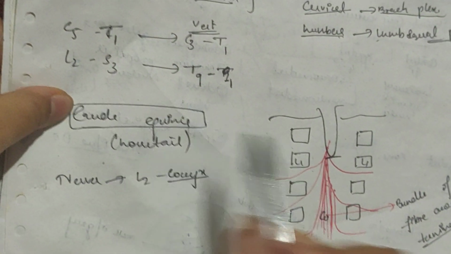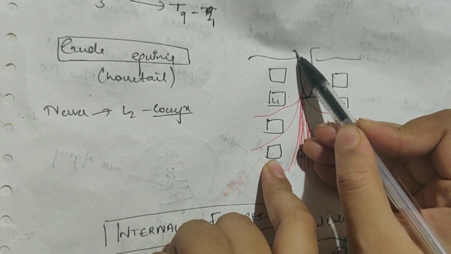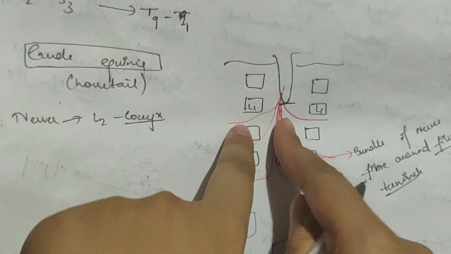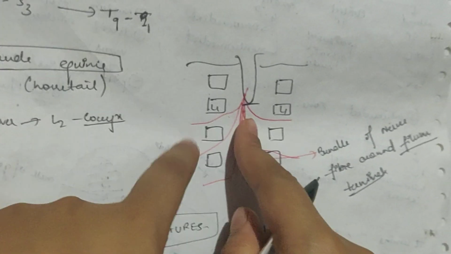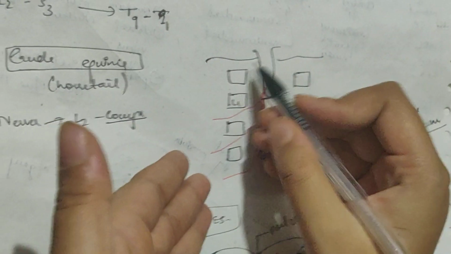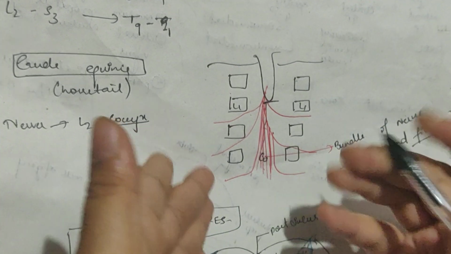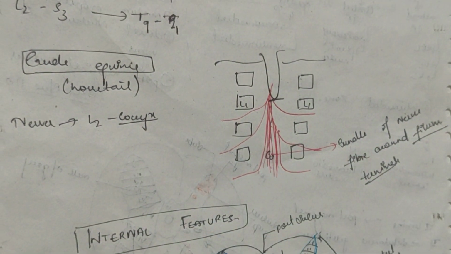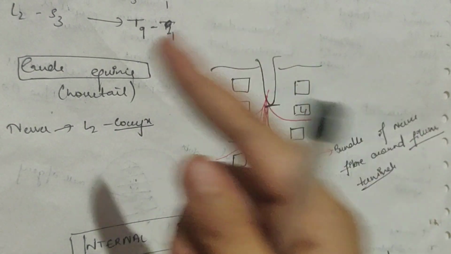Next, the cauda equina. This is nothing but the modification of the pia mater that we saw, which is also called the filum terminale. So the extension which pierces the coccyx, around that certain arteries are found, and a certain bundle of nerves is formed. This bundle of nerves is called the cauda equina.